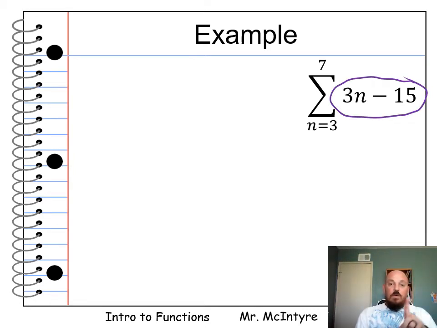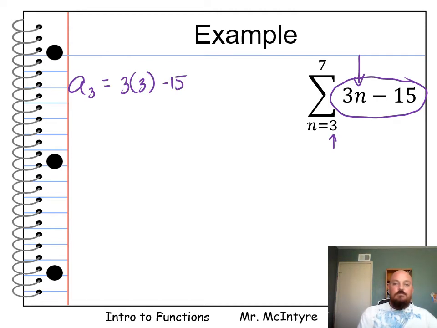Now, I'm not going to plug 1 in first. That's a common mistake, a lot of people just automatically plug in 1 and then 2 and then 3. Remember, this tells you what number to plug in first. So the first thing I'm going to plug in is 3. I want to find a3 first, and I'm plugging it in for n, right here. So I would have 3 times 3 minus 15. 3 times 3 is 9, and 9 minus 15 is negative 6. So my first term is going to be negative 6.